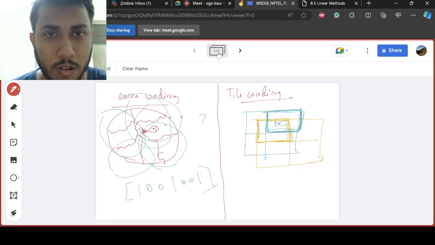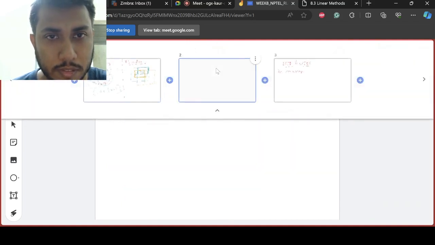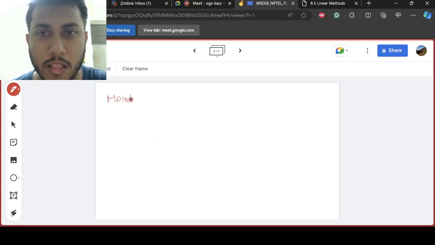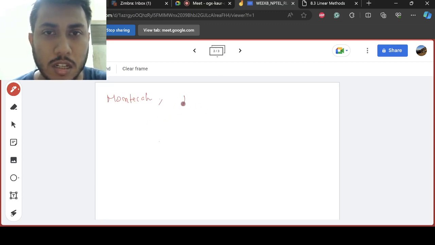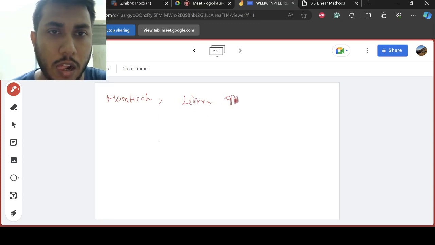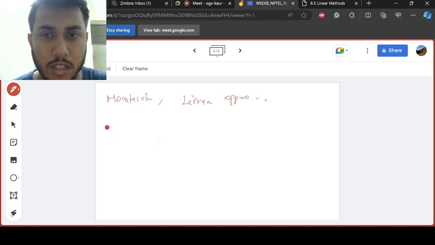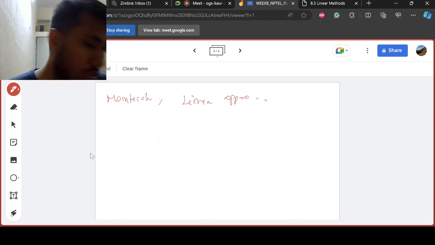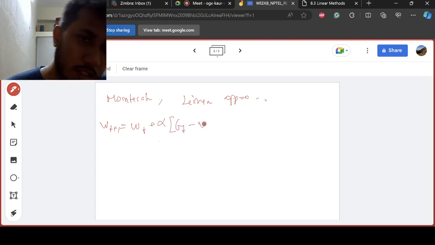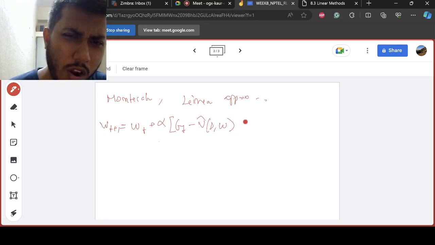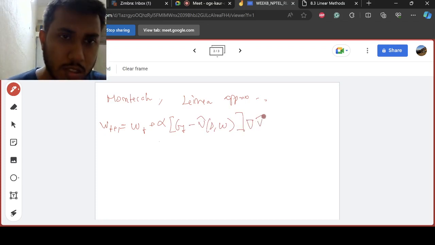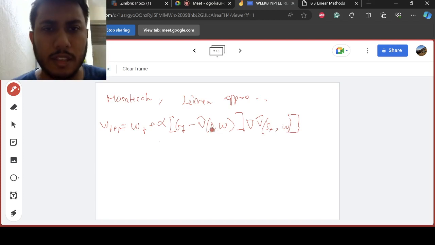Okay, one thing I forgot. Let me do that before. So Monte Carlo linear approximation. What will be the weight update? So your typical linear weight update was W_{t+1} = W_t + alpha (G_t - V hat(S_t, W)) gradient of V hat(S_t, W). Right, this was your typical Monte Carlo update.